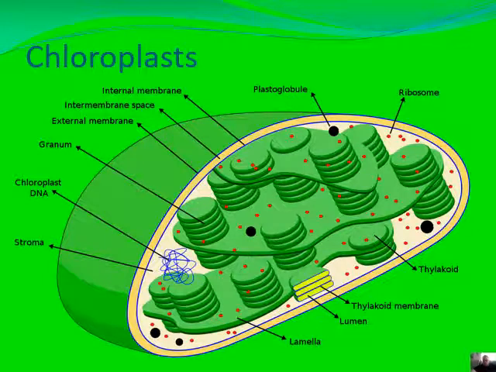Then they've got a layer just next to that of stacked thylakoids, which are called a granum. We have the external membrane, internal membrane, and intermembrane space. I don't need you to know the intermembrane space, but I do expect you to know outer membrane and inner membrane. Then we got the plastoglobule.